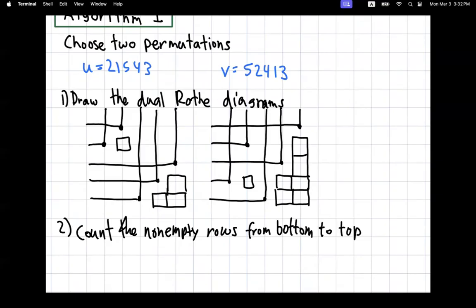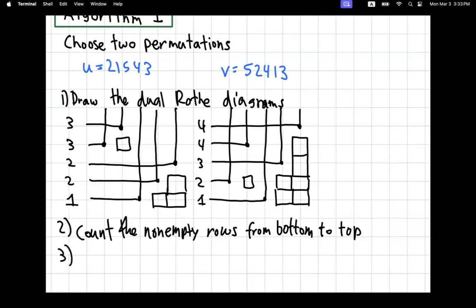For the left one, that just means a 1, because the bottom row is non-empty, then a 2. Then we have an empty row, so we're stuck at 2. Then we have another non-empty row and another empty row, so those are the counts. On the right side, the bottom 4 rows are all non-empty, and only the top one is empty.